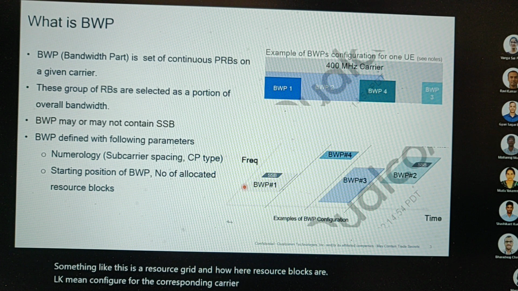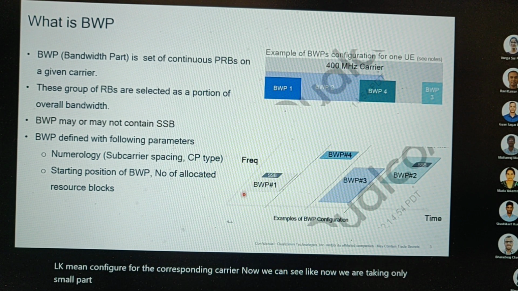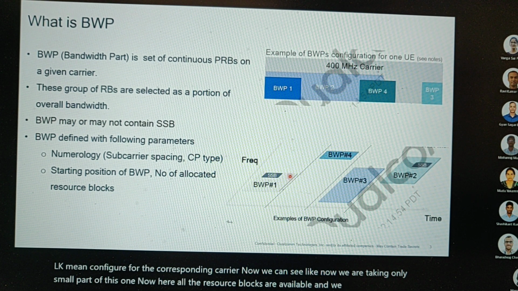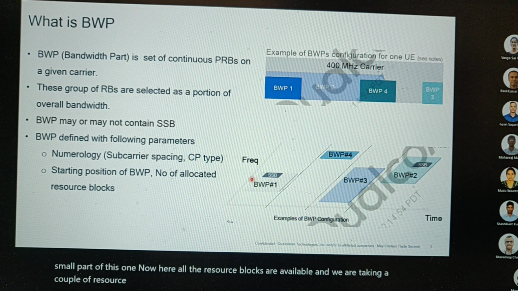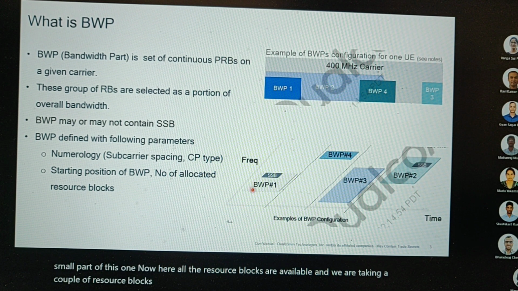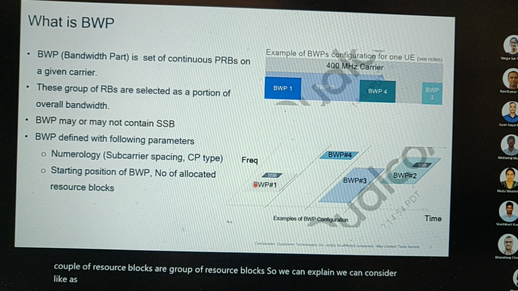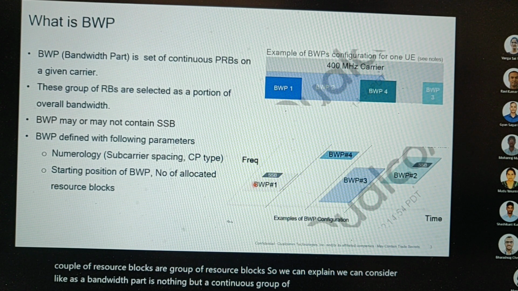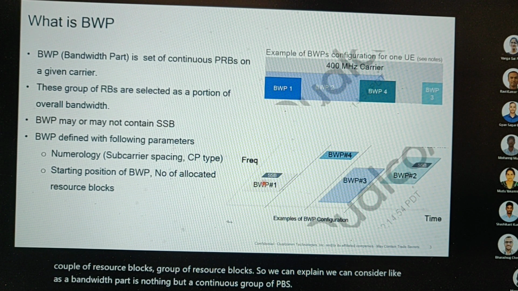Now we can see that we are taking only a small part of this. Here all the resource blocks are available, and we are taking a couple of resource blocks, a group of resource blocks. So we can consider a bandwidth part as nothing but a continuous group of PRBs. That is what a bandwidth part is.